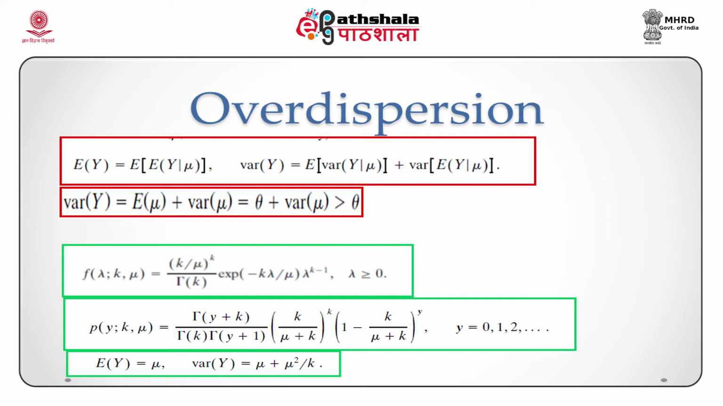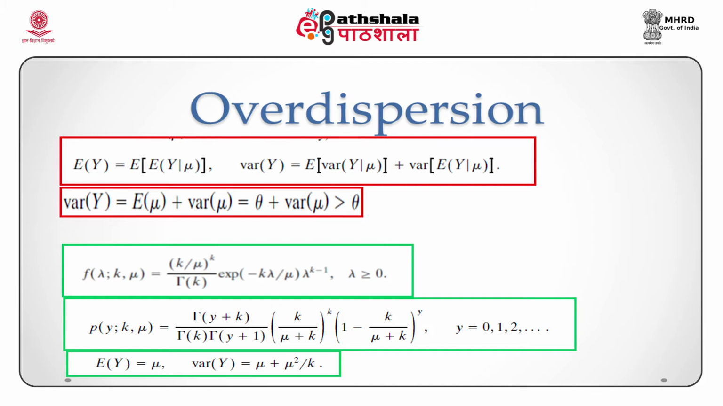The second relates to the case where we have a count, but the rate parameter for the count itself is not a fixed parameter but has a random distribution across the population, which is specified by the gamma distribution. So here we have f(lambda | k, mu) equal to (k/mu)^k / gamma(k) times exponential of minus k lambda/mu times lambda^(k-1), for lambda greater than or equal to 0. So lambda here is the rate parameter and it has a gamma distribution with parameters k and mu.